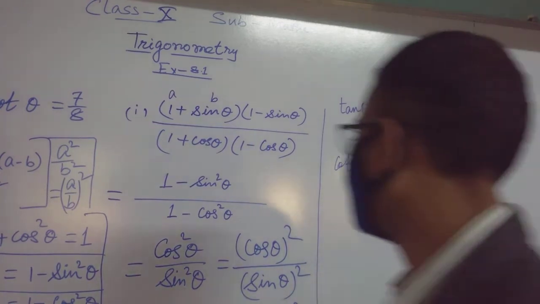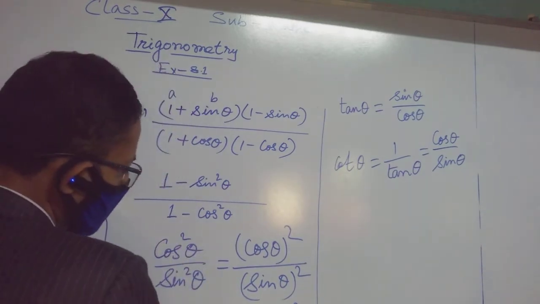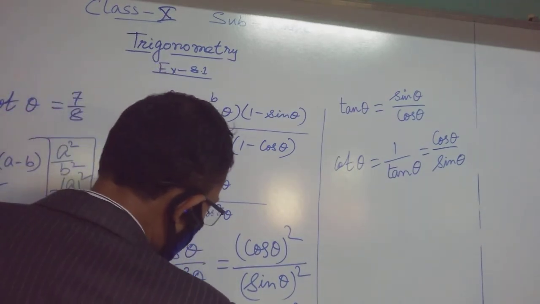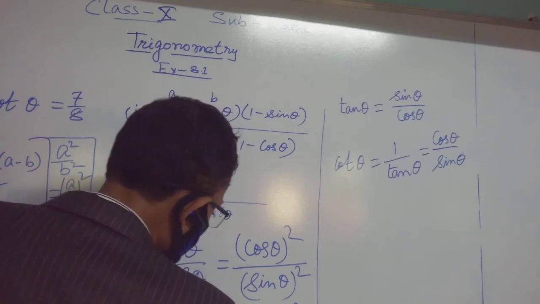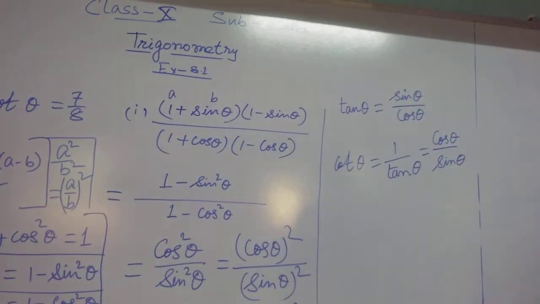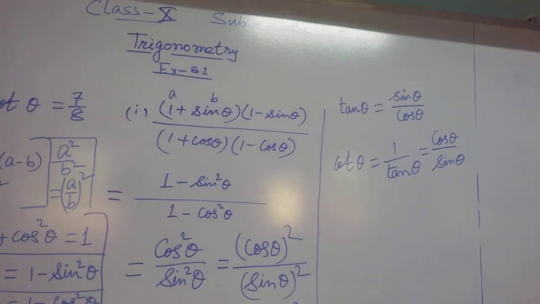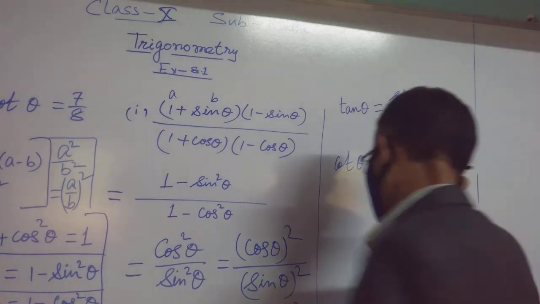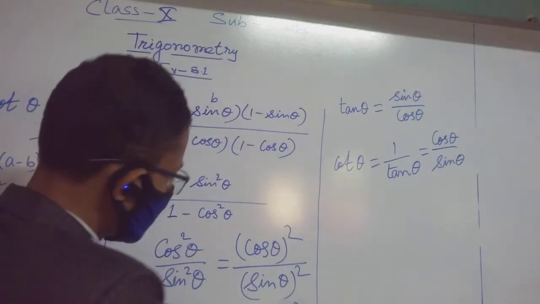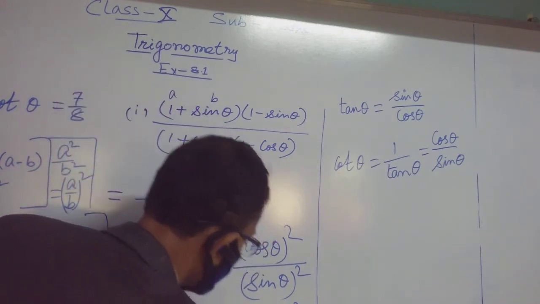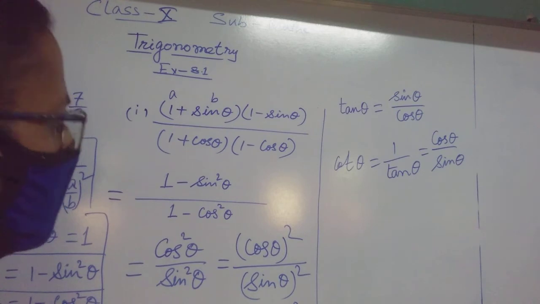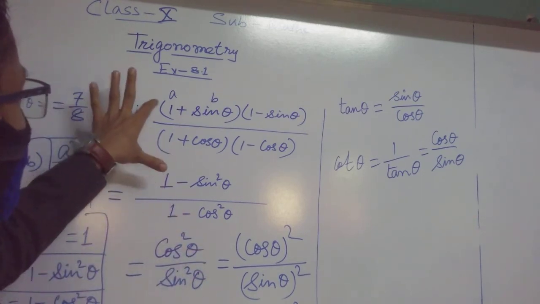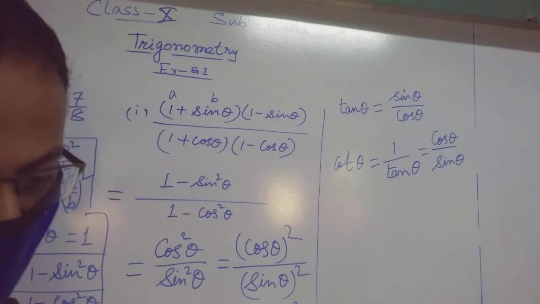So this is basically cot theta. But hey, we have the square here. So you write down the square here, cot square theta. So this is what we got as the value of this big expression, cot square theta, in the simplified form.